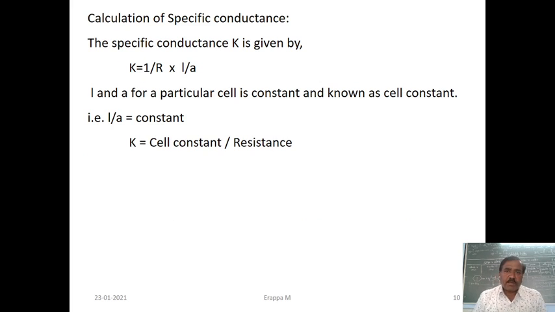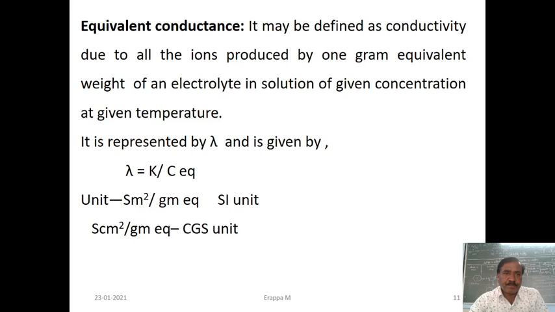In calculation of specific conductance, the specific conductance K is given by K is equal to 1 over R into L by A, where L by A is nothing but a cell constant. L and A for a particular cell is constant known as a cell constant. So therefore K is equal to cell constant divided by resistance. This is the equation for calculation of a specific conductivity.